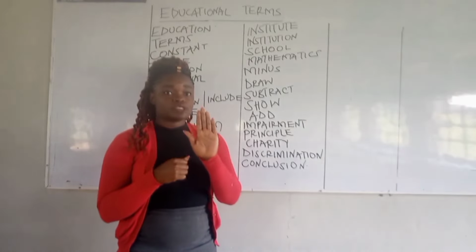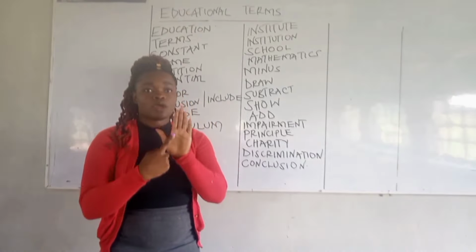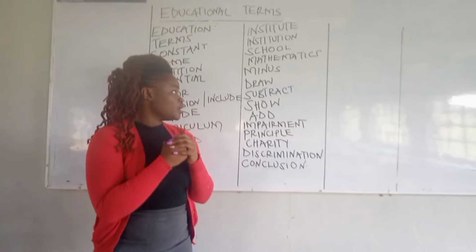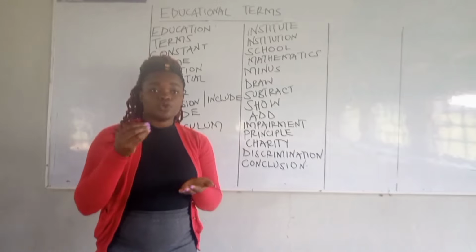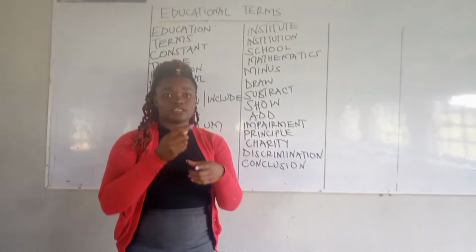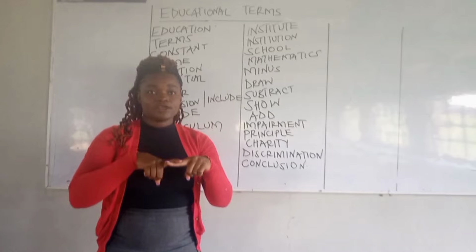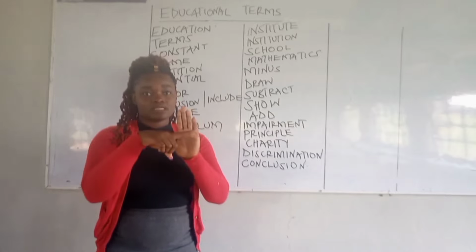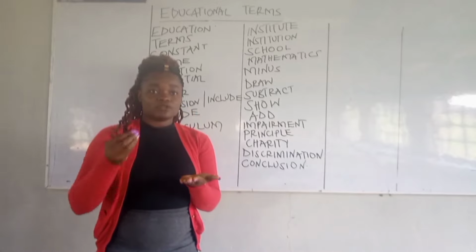Show, using the open palm with the index finger. Movement is forward. Then next we have add. Add, we have two signs. We can do add, ongeza, or we can just do add with a symbol. Remember, subtract is subtract, this is minus, this is add.